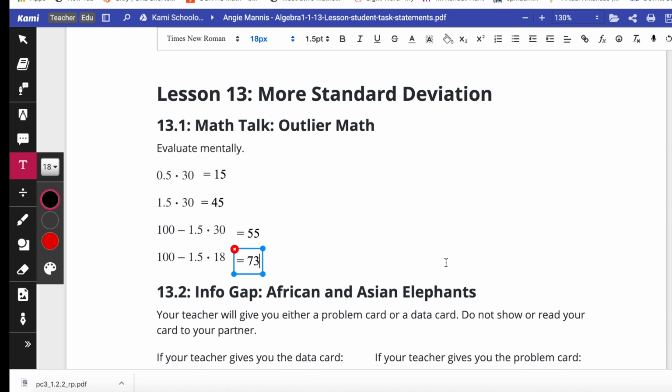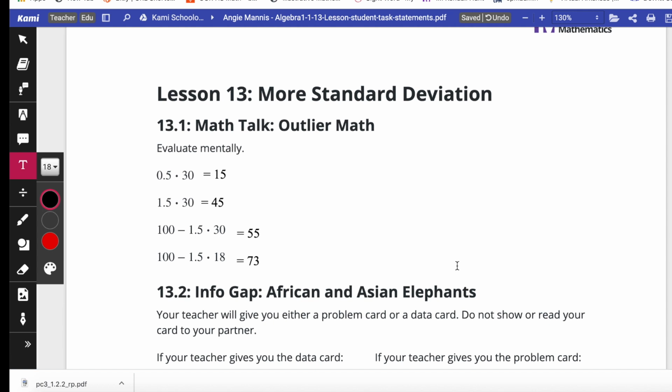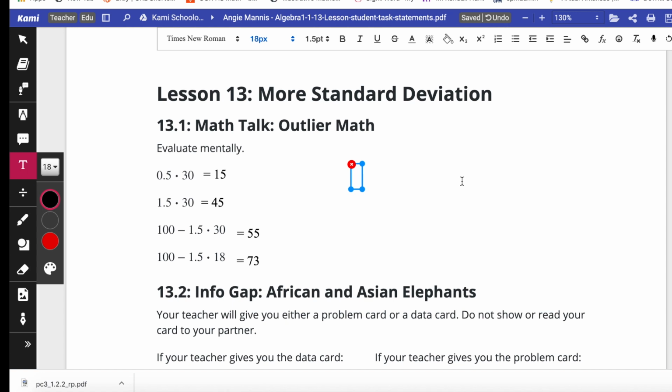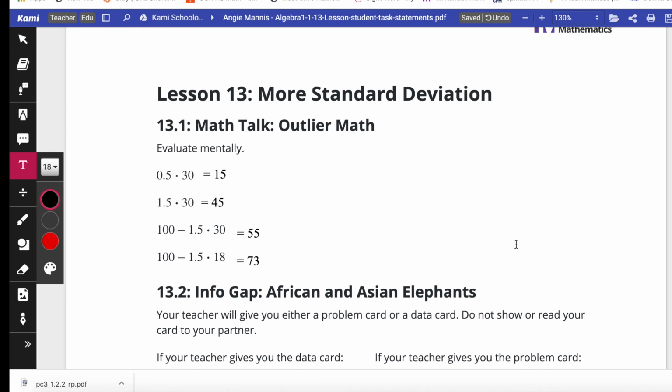So you just have to think about strategies that you can use to answer those. Over here to the right, just create a new text box and tell me what you did to calculate those.